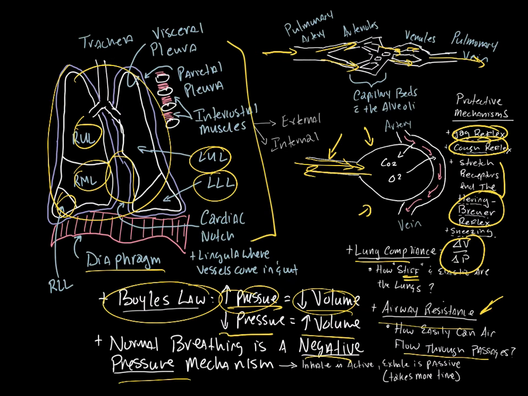Restrictive lung diseases, however, a restrictive lung disease is a disease of poor compliance. So low compliance causes restrictive disorders. High airway resistance causes obstructive disorders. And you can also have a combination thereof as well. Are you guys okay with that terminology?